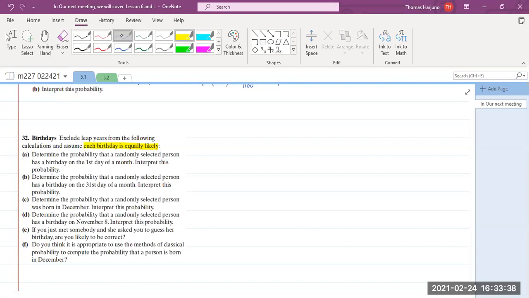But using the assumption of equally likely, determine the probability that a randomly selected person has the birthday on the first day of a month. So probability of birthday on first: January the 1st, February the 1st, March the 1st, and so on and so forth. Now, how many firsts in a year? 12. There are 12 out of how many days? Yeah, we exclude leap years, right? So regular year, 365.